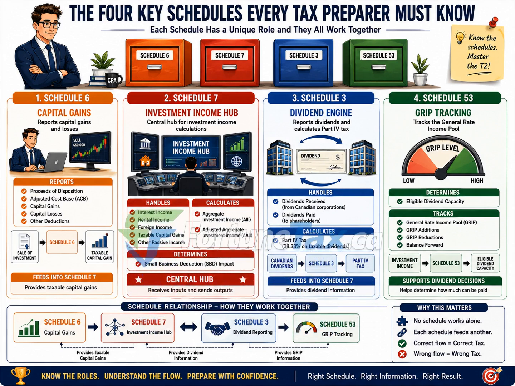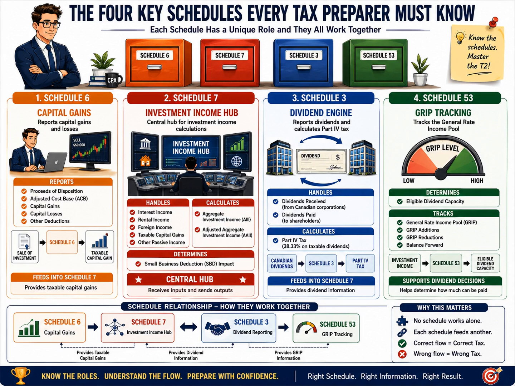Whenever a corporation sells investments such as shares, securities, or other capital property, the details are reported here. Schedule 6 records information such as the proceeds of disposition, the adjusted cost base, and the resulting gain or loss. Most importantly, it determines the taxable capital gain that will eventually flow into the corporate tax calculation. A useful way to think about Schedule 6 is this: investment sale goes into Schedule 6, and taxable capital gain comes out.